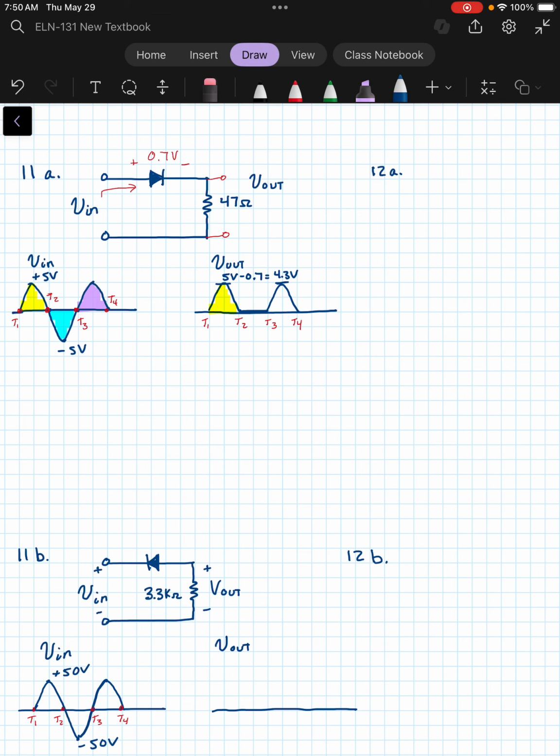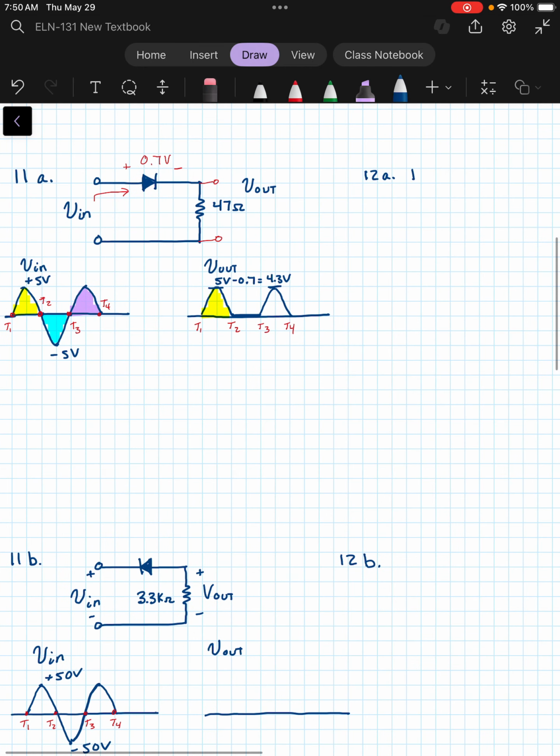Okay, so 12 is asking what the peak inverse voltage would be across each diode. And the peak inverse voltage for this particular problem, so 12, uses the same circuit diagrams as 11. So the peak inverse voltage is simply the peak of the input signal, which would be 5 volts. Okay, and it's usually safe to maybe go about 20% above that.